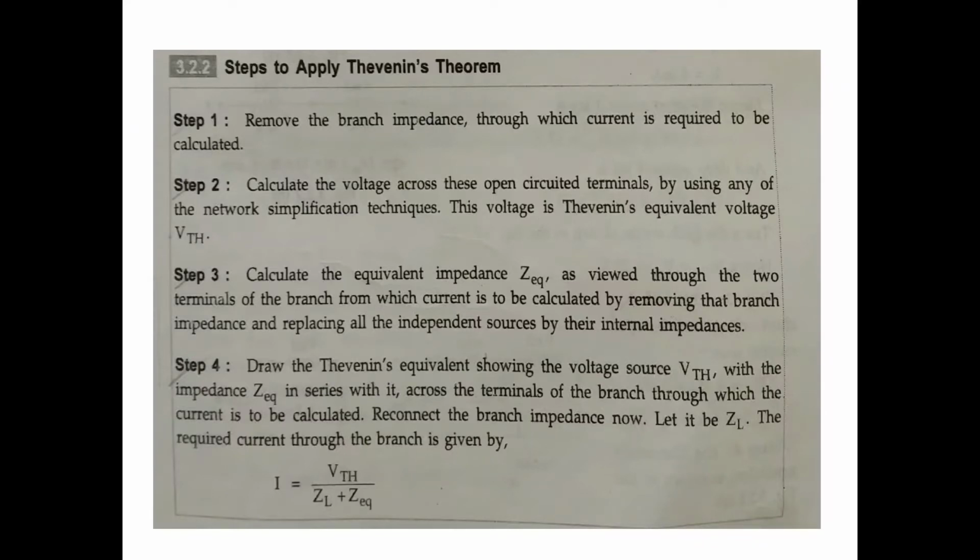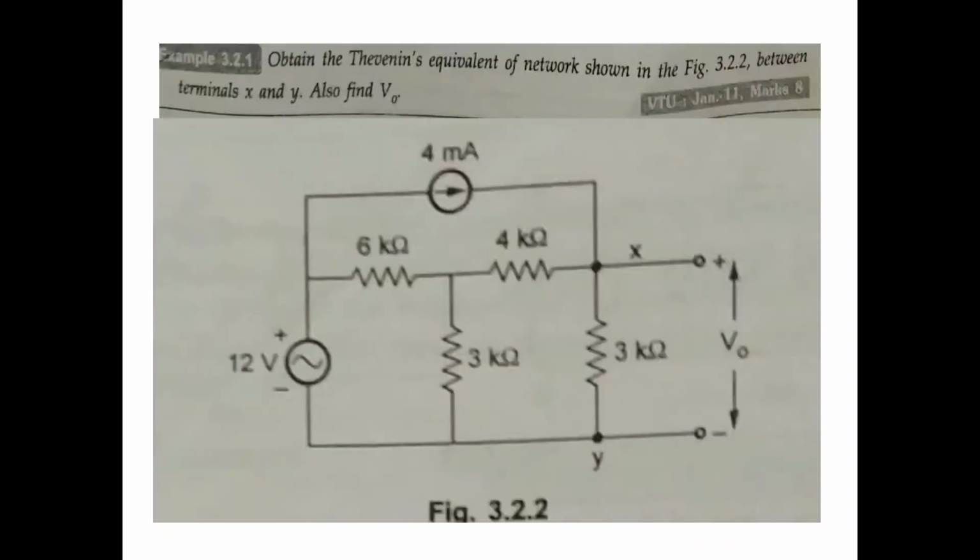Reconnect the branch impedance now, let it be ZL. The required current through the branch is I equals V by R only, but here the impedance is Z equivalent plus ZL. I equals VTH, the voltage, divided by the impedance ZL plus Z equivalent. Okay, problems in the next class, the next video lecture. Thank you.